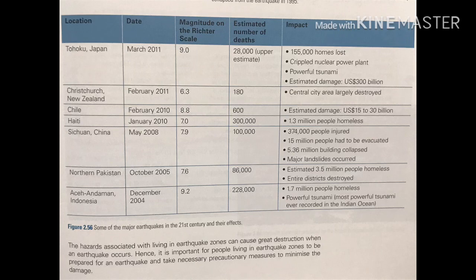What you see here in this table is a list of various earthquakes, the time when they occurred, the intensity in terms of the Richter scale, as well as the number of deaths and overall impact. Now, you do not need to know all of them by heart. However, these will serve as very useful examples if you're trying to illustrate one of these factors that we mentioned earlier.